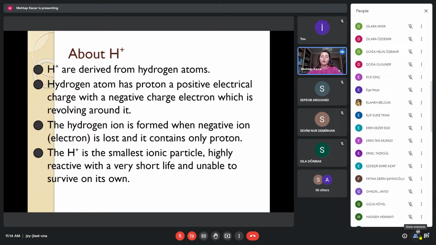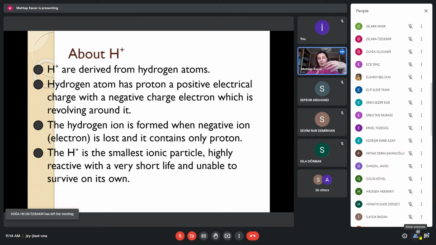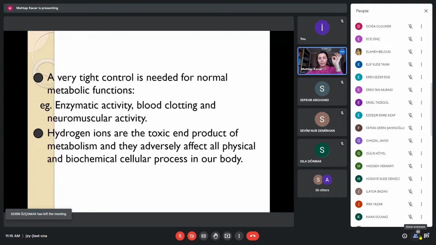Hydrogen ions are derived from hydrogen atoms. A hydrogen atom has a proton, a positive electrical charge, with a negative charge electron revolving around it. And the hydrogen ion is formed when the negatively charged electron is lost, and it contains only a proton. Hydrogen ion is a very active particle, and it leads to reactions, and its half-life is very short. It's unable to survive on its own, and it is a very small ionic particle.